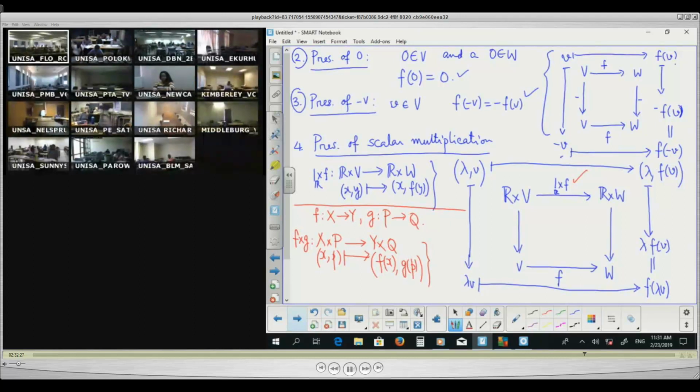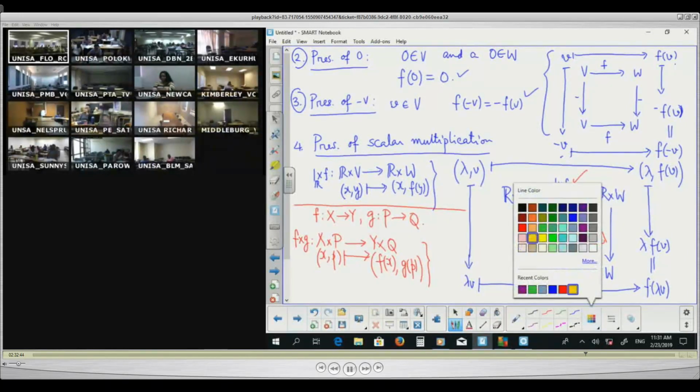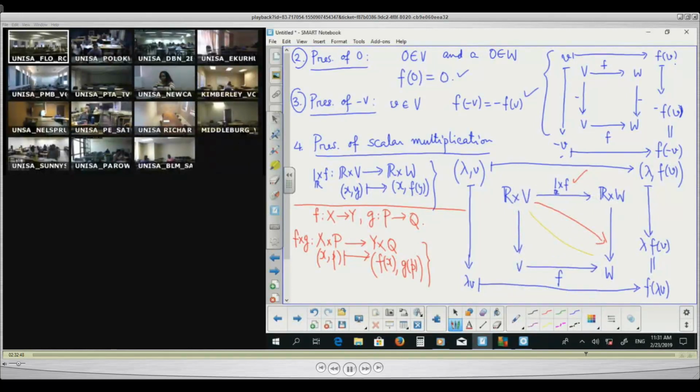That's what I mean. So I mean that this function, which is the composite of the top, and this function, which I now draw in yellow, which is the composite of the bottom, these 2 are equal. That is the meaning of this. That is the demand of this preservation. That is the meaning of this commutativity.